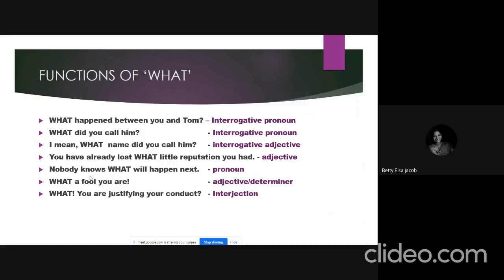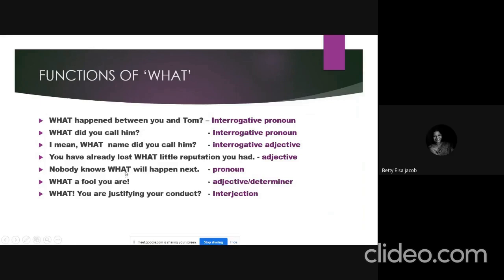Now here it's not a question, so it's not interrogative. But where does that word what come? Here what comes before little reputation? Now reputation is the main noun, little is an adjective, and what is also an adjective. So what here functions like an adjective. Look at the next sentence. Nobody knows what will happen next. Now, here, what is not an adjective because what is immediately followed by an auxiliary verb, will. So, what is not an adjective, but it is simply a pronoun.